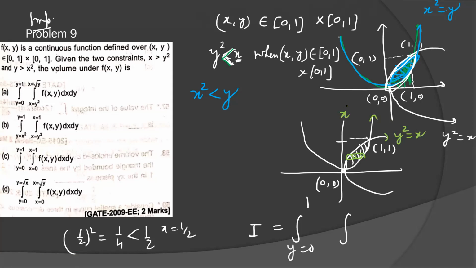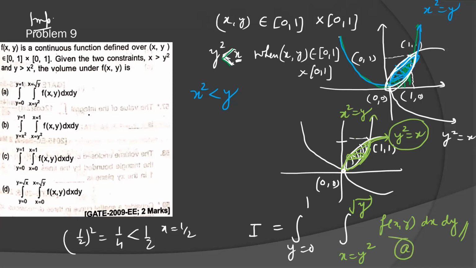This parabola is y square equal to x. This parabola is x square equal to y. So what is the tail of the strip? Tail of the strip is coming from this parabola y square equal to x. So x will be your y square. And what about head? Head of this strip is coming from this parabola y equal to x square. So x will be root y in the first quadrant only, f(x,y) dx dy. So this will be the required change of order or required integration for this problem. So I think first option is correct here. A option is correct.